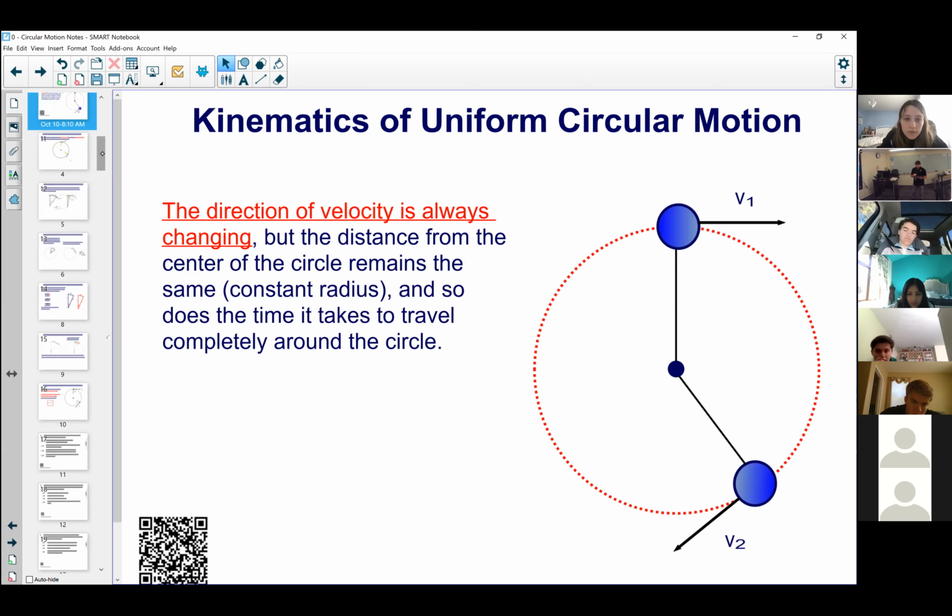The direction of velocity is always changing, but the distance from the center of the circle remains the same, constant radius, and so does the time it takes to travel completely around the circle. All right, so here's my question to you. Based on uniform circular motion, constant speed, constant radius, is an object moving in uniform circular motion accelerating?